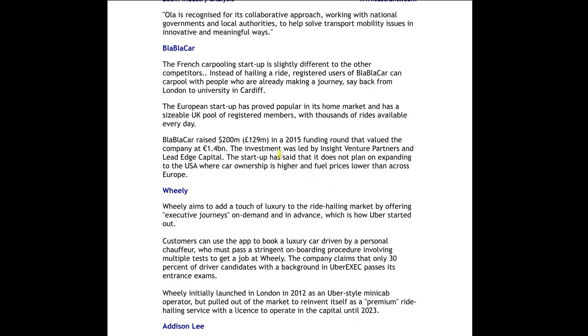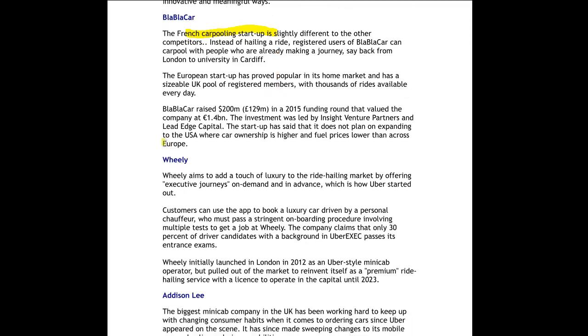Then we've got BlaBlaCar. That's slightly different. It's a carpooling startup. So users look to carpool with people who are making a journey maybe from London to Cardiff. So again, it's slightly different. They've all got USPs, but there's quite a few competitors, I think you'll agree. Wheelie are aiming at the luxury end of the market, which actually is how Uber started out at the beginning. So they offer executive journeys.